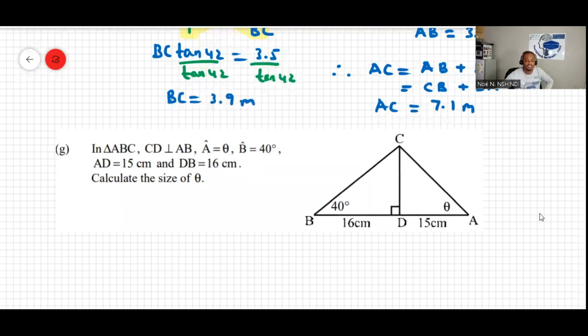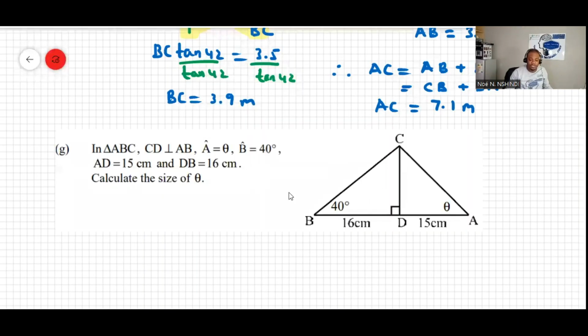The question says that in the triangle ABC, CD is perpendicular to AB, and then we have angle A equal to theta, angle B equal to 40 degrees, AB equal to 15 centimeters, and then DB equal to 60 centimeters. Calculate the size of the angle theta.